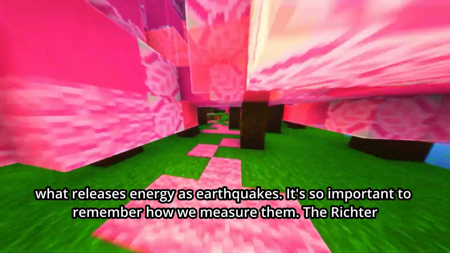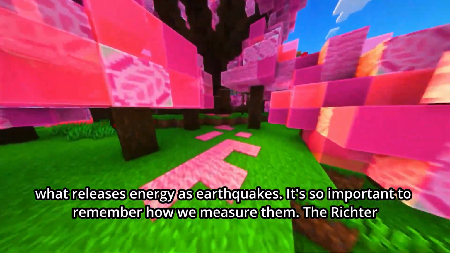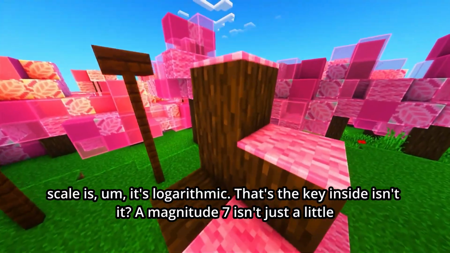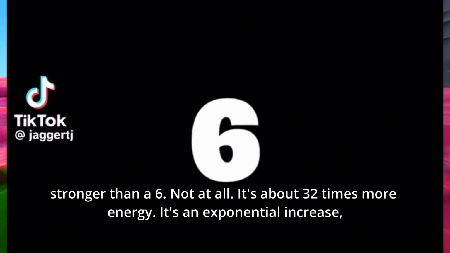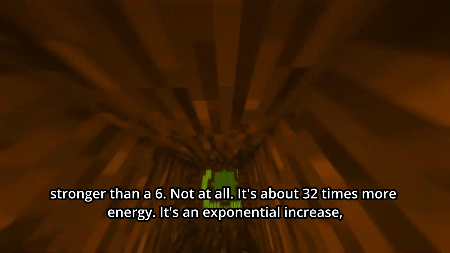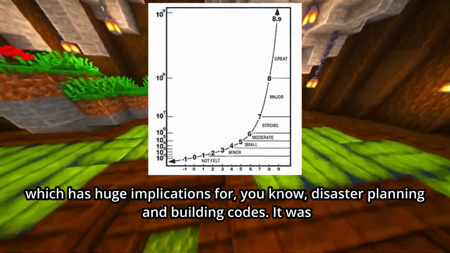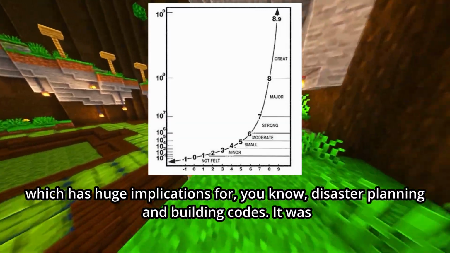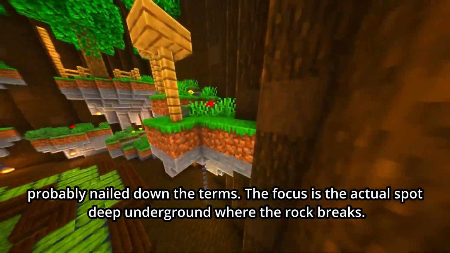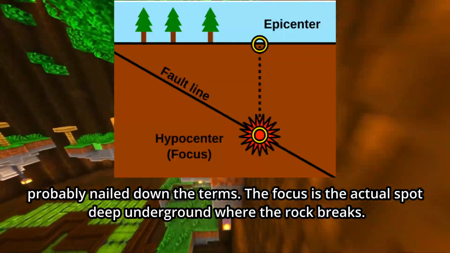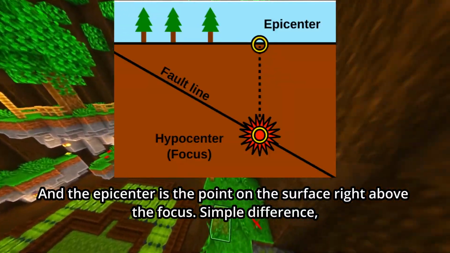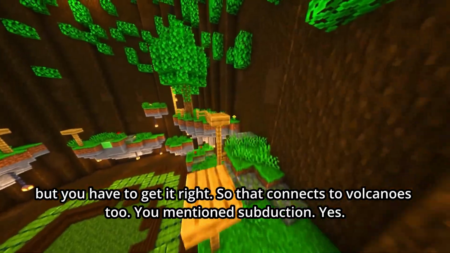It's so important to remember how we measure them. The Richter scale is, it's logarithmic. That's the key insight, isn't it? A magnitude 7 isn't just a little stronger than a 6. Not at all. It's about 32 times more energy. It's an exponential increase, which has huge implications for disaster planning and building codes. We should probably nail down the terms. The focus is the actual spot deep underground where the rock breaks. And the epicenter is the point on the surface, right above the focus. Yeah. Simple difference, but you have to get it right.